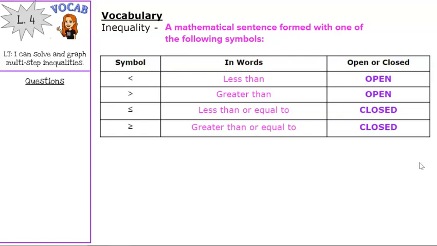An inequality is a mathematical sentence formed with one of the following symbols. Reminder what our symbols mean. We have less than, which when we graph it has an open circle. Greater than also has an open circle. And then remember when we add this line underneath, that adds that equal to piece. So less than or equal to, greater than or equal to, and those both have the closed circle.